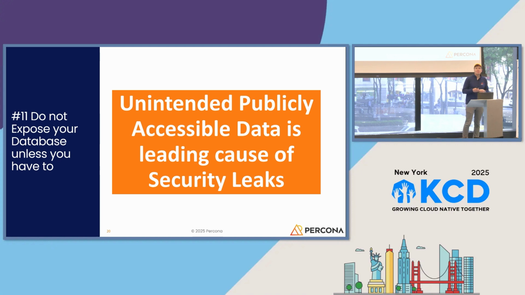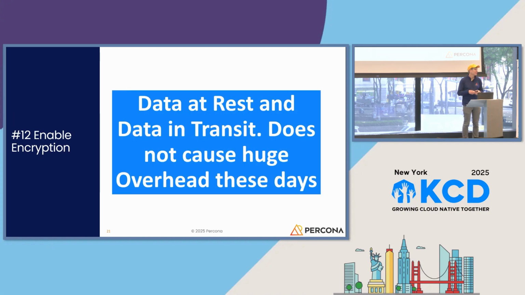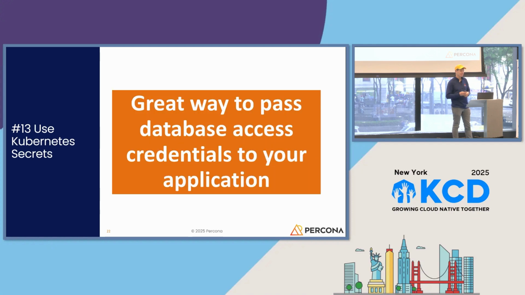You don't want to expose your database outside of Kubernetes unless you have to. So many security issues come from the exposed database in the internet. You also want to enable encryption, and that comes both with data at rest and data in transit. The important thing here is that in the modern state of technology, CPUs and such, it doesn't cause significant overhead. You can encrypt traffic and especially encrypt data at rest relatively cheaply.